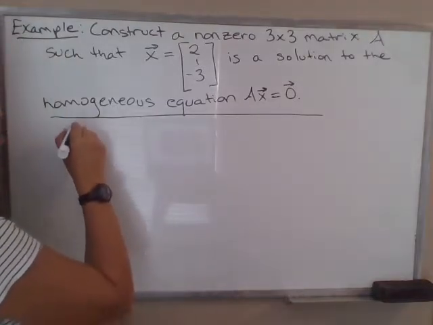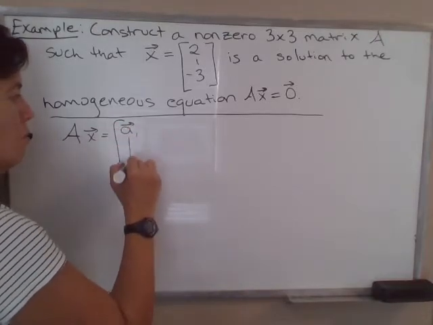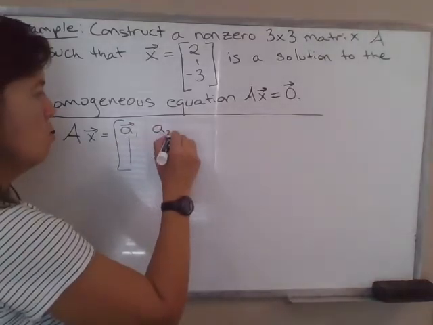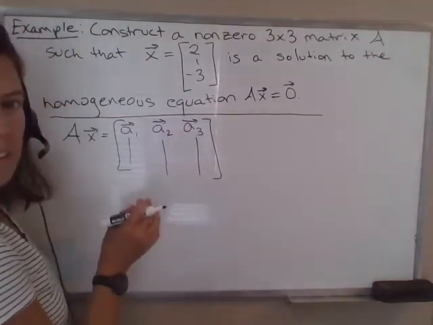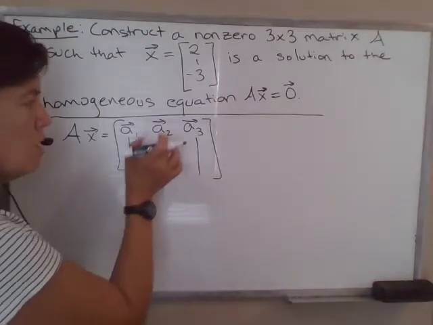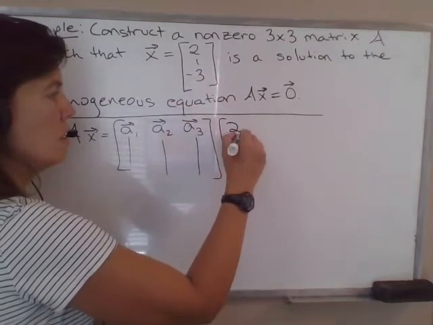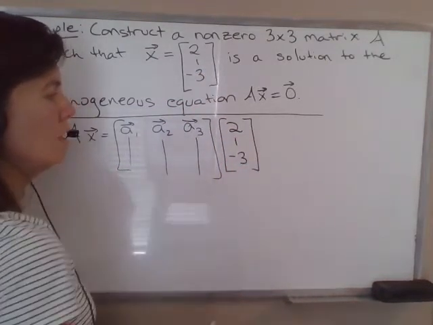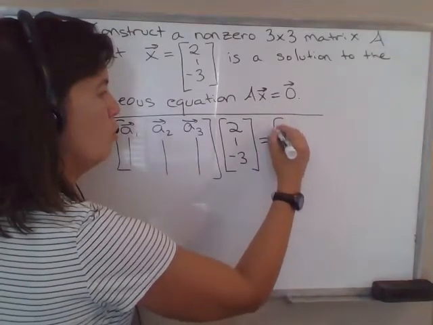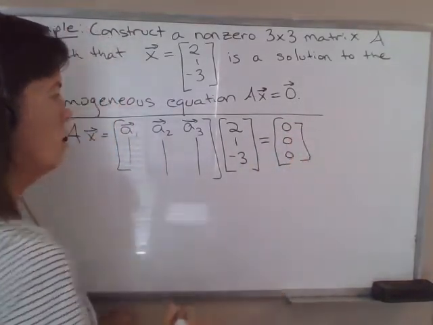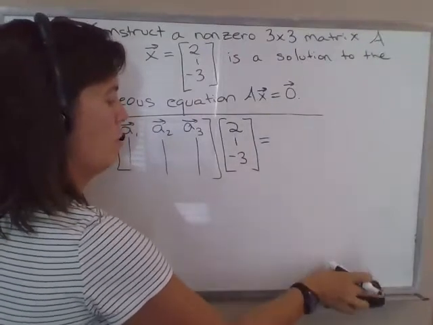So if we write this product A times X, we've got column 1, which I'm going to represent as A1, column 2 as A2, and column 3 as the vector A3. Pretend A1, A2, A3 are these three-dimensional column vectors, and we're multiplying that times the vector x, which the problem tells us should equal (2, 1, -3). We're supposed to find a matrix where this is equal to the 0 vector.